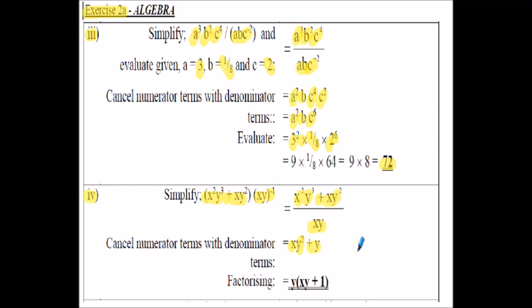What we can do now is factorise, because y is the highest common factor to both terms, so y could come outside the bracket, and inside the bracket I get xy plus 1. You can check that by expanding the bracket, and you'll get back to the xy squared plus y.